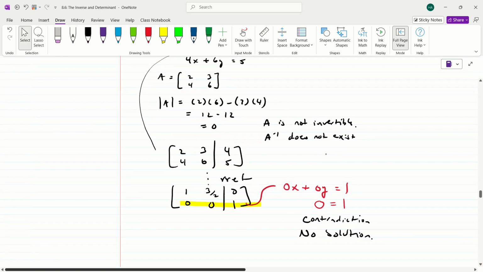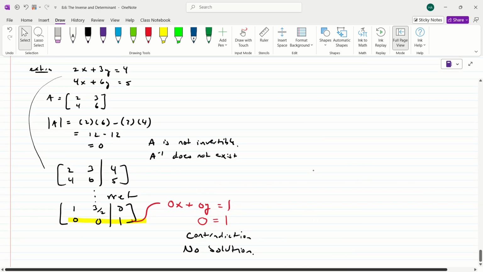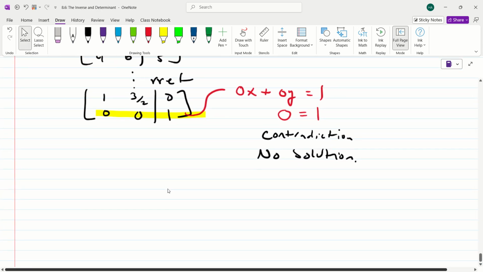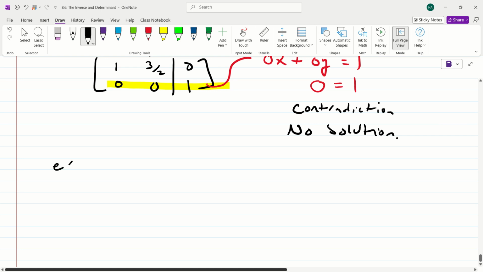So in this scenario, we got a determinant of 0, and that led us to a problem that had no solution. Now, I want you to compare this problem to this other example. Let's say 2x minus 3y is equal to 5, and 4x minus 6y is equal to 10.